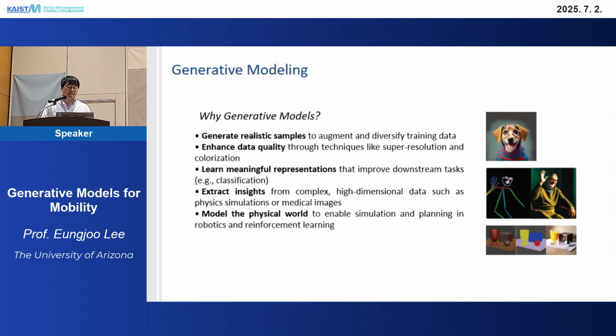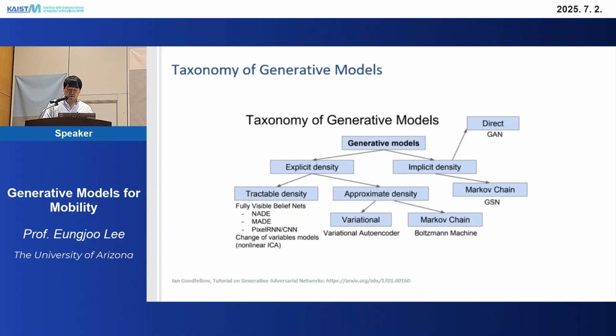And also you can enhance data quality. As I said, these days, images generated from diffusion models produce really high quality output. And you can learn meaningful representations, extract some insights, and also model the physical world. Generative models have been popular these days so far.